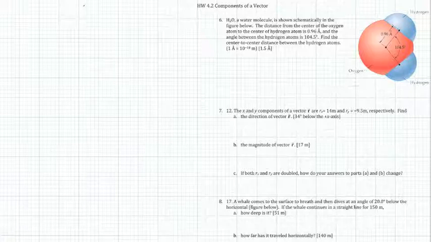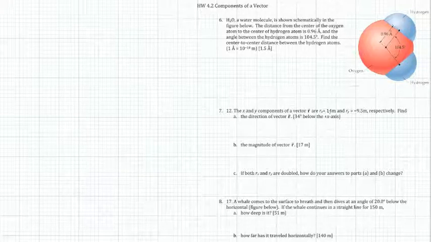Hey everybody, welcome back. We're checking out homework 4.2, and so far we should have done all the way up through number 6, and we're going to be picking up here with number 7. So our questions are going to be on the right hand side, and I'm going to be writing them over here on the left. So we've got a vector r, and it's got x and y components.